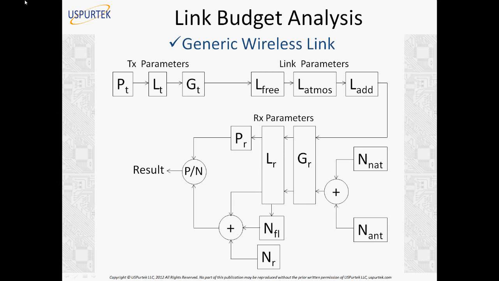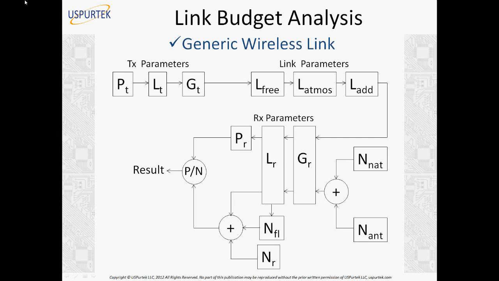So on the receiver side, we have the receive parameters, where now noise comes in here, because the receiver also picks up noise from the environment. So we have several sources of noise here. We have the natural noise, NNet. We have the antenna noise, which comes from the antenna. We have the feeder loss noise, NFL. We have the receiver noise, the noise generated inside the receiver equipment. And then we have receiver gain, GR, receiver losses, and received signal power, PR, is the final power we get.